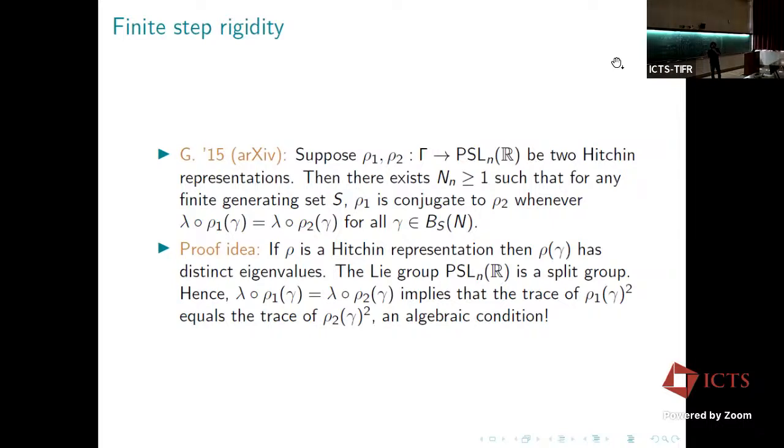You cannot expect such a result in general for any representations. We choose Hitchin representations, and because this is split, in this particular case PSL(n,R), just taking the squares does the job. You take the squares of these elements and take the trace, and you get an algebraic condition. From there you show that, because it's an algebraic condition, you get an algebraic variety, and you don't need more than finitely many points to determine that variety, and those finitely many points are predetermined in some sense by the variety itself. It's kind of a Bézout's theorem application.